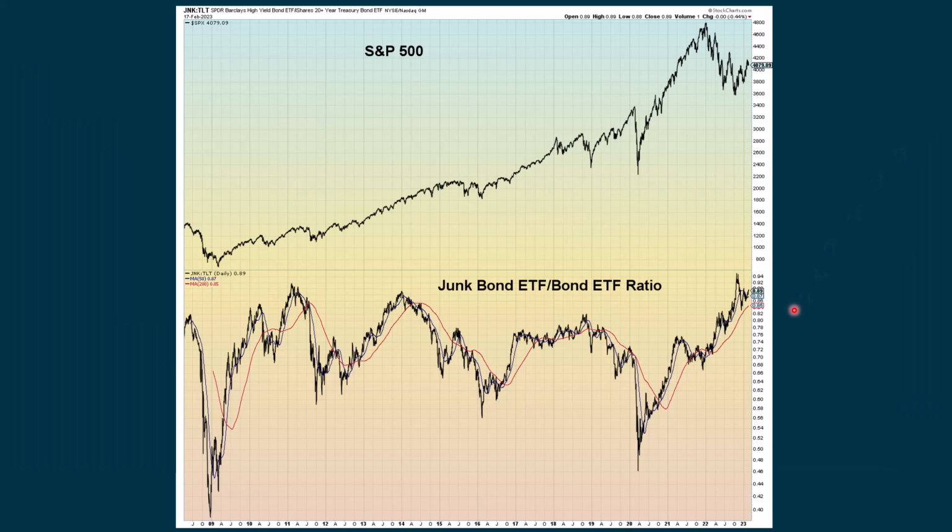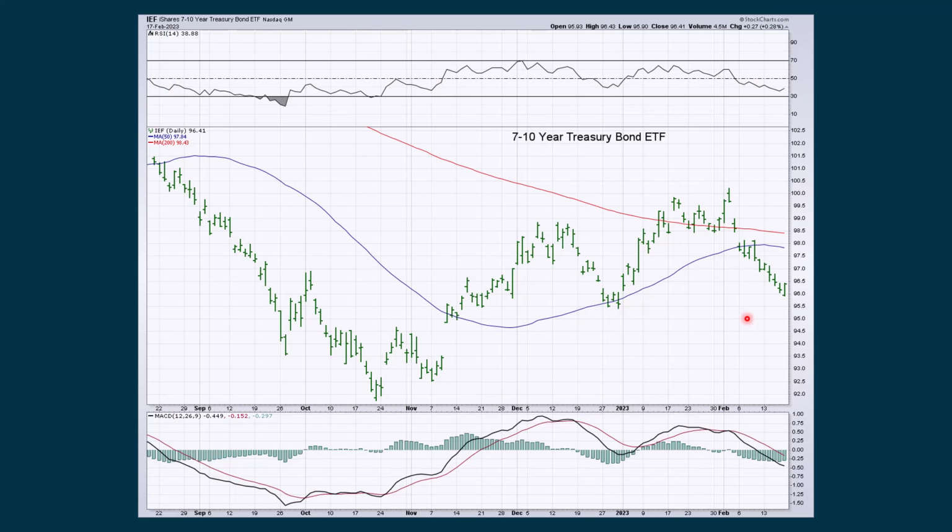Here's the junk bond ratio to the government bond ratio, showing how the junk bonds have continued to outperform. And here's the 7 to 10-year Treasury bond. This is based on price. So bond prices are going down. That means interest rates are going up. We also have the MACD, which is in a downtrend. And recently we also dropped below 50 with the RSI.